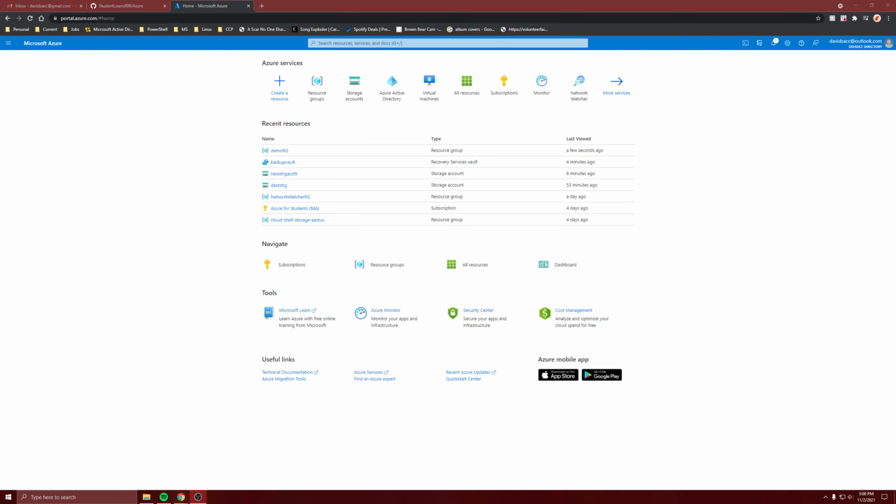So anyway, that's an overview of service endpoints.